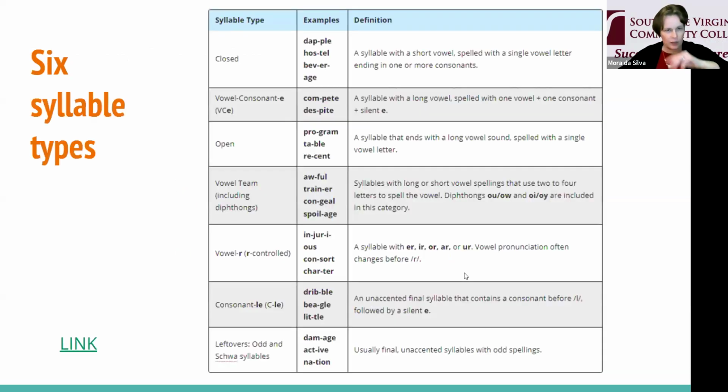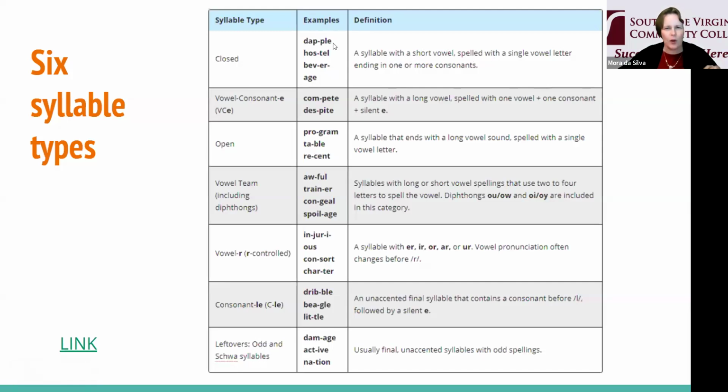All right, so let's dive into syllable types. So syllabification, okay? There's 6 syllable types with a leftovers category here. So we're going to go through this slowly so that you understand the different syllable types. So first syllable type is closed. Closed is a consonant vowel consonant. The vowel is closed between consonants. So this is your definition. There's a single vowel letter ending in one or more consonants. So it is a short vowel sound.